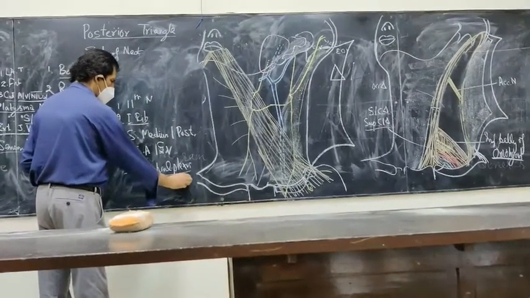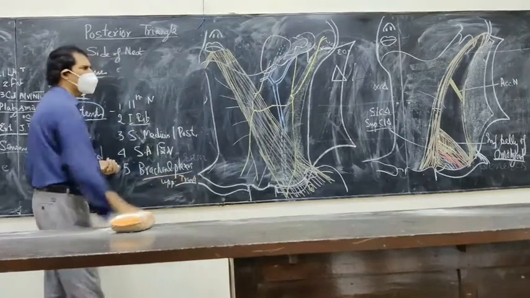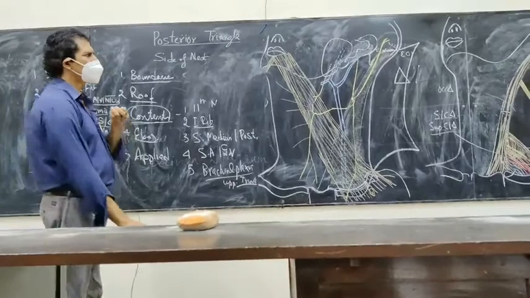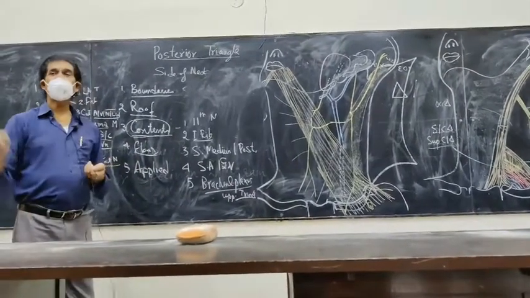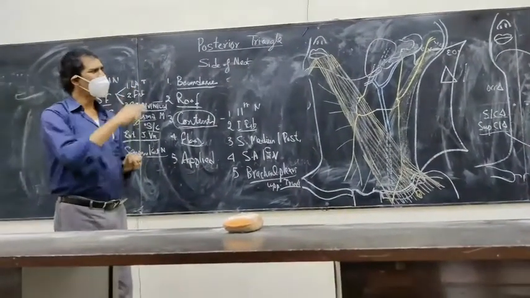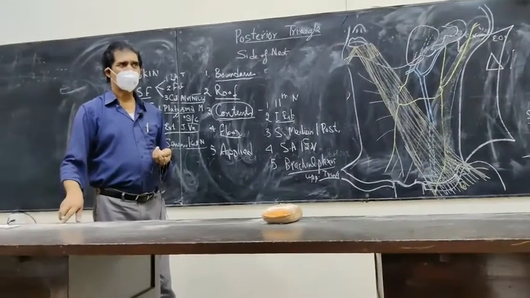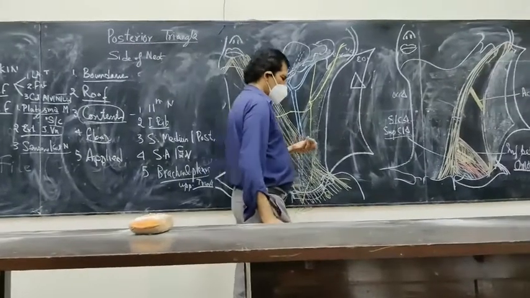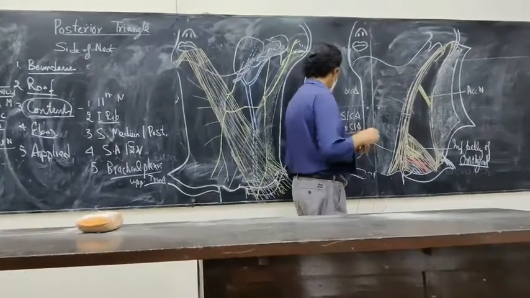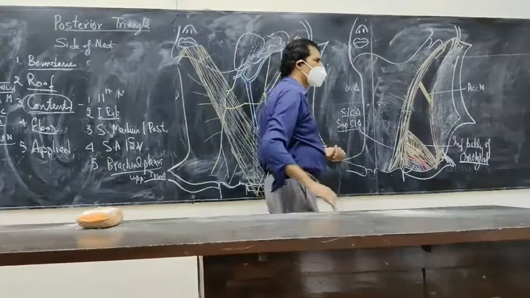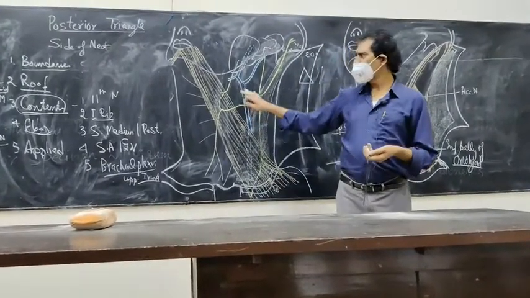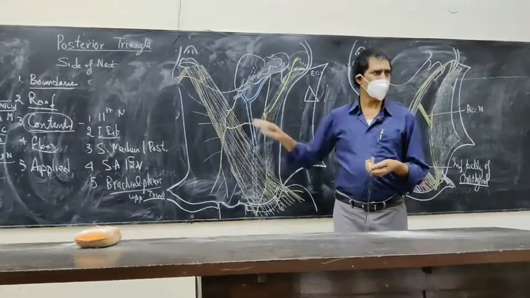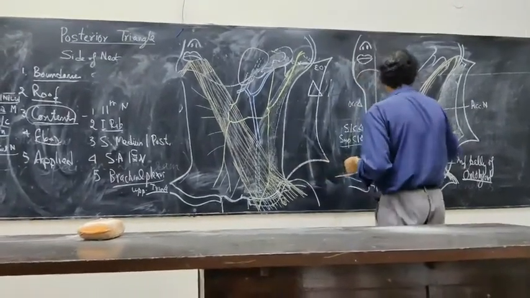Upper trunks are visible. Scalenus anterior is not included because it lies below the sternocleidomastoid. Underline. Then the nerves which we have seen in the superficial fascia, actually they all lie below the deep fascia. After piercing the deep fascia, they come to the skin. All the roots can be seen here.